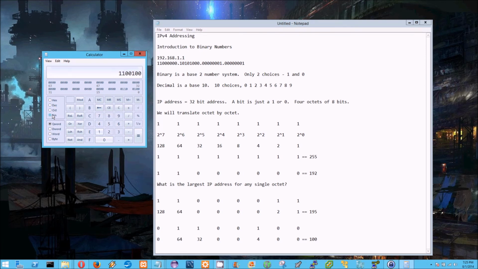100, there you go. So that is a quick overview on binary and IP addressing and things like that.